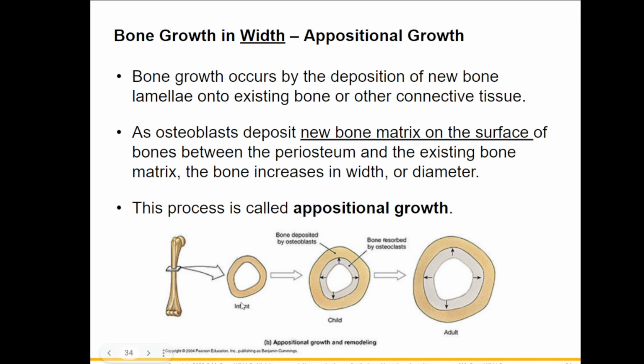So if this is the bone in infancy or in childhood, then bones will get deposited on the outer part of it. So more bone will be formed on the outer part, while the inner part naman will be removed by your osteoclast, so that the medullary cavity will also increase in size. So more bones outside and then more space inside. That's what happens in appositional growth. So here, osteoblasts will deposit new bone matrix on the surface of the bone, increasing its width or diameter. And this process is called appositional growth.